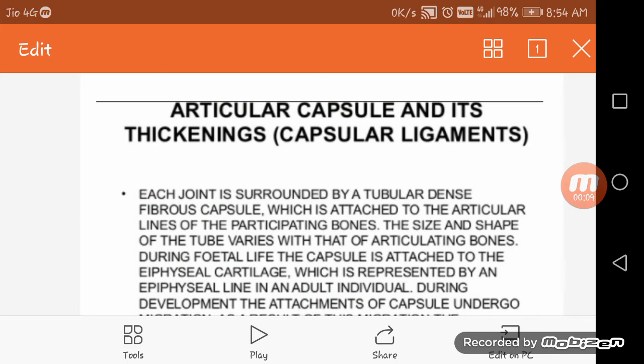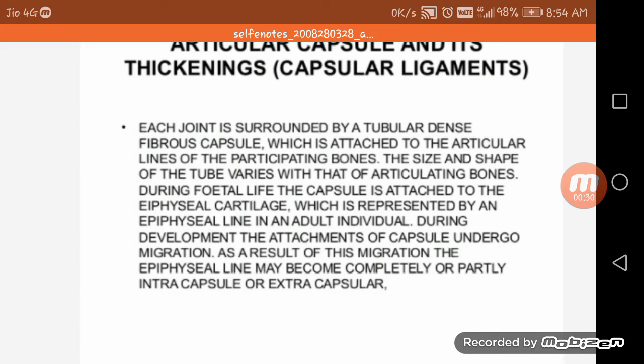Namaste. So today's topic is the articular capsule and its thickening. It is also known as capsular ligaments. Each joint is surrounded by a tubular, dense fibrous capsule which is attached to the articular line of the participating bone. The size and the shape of the tube varies with that of the articulating bone.